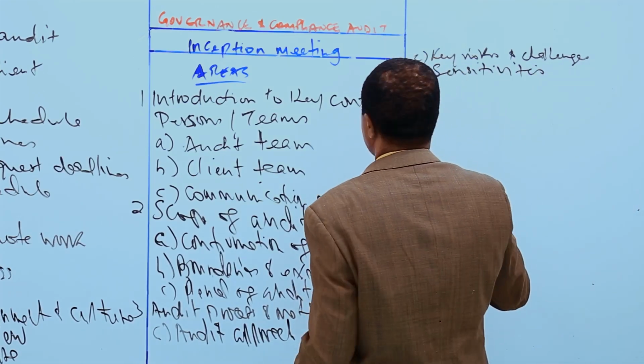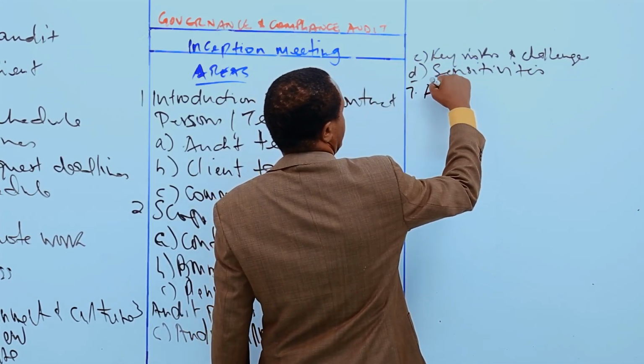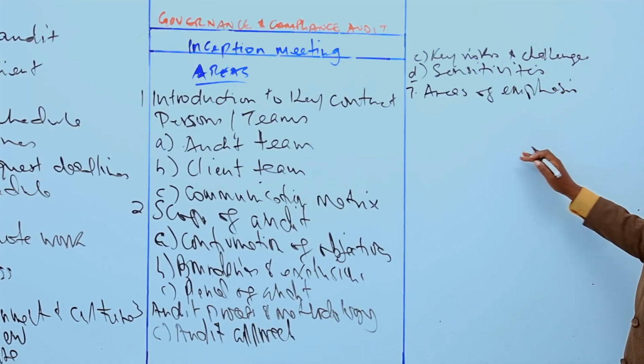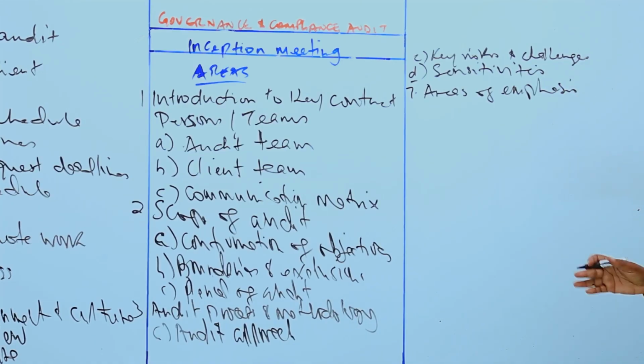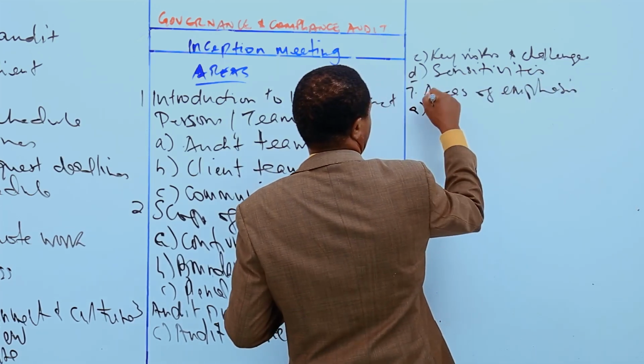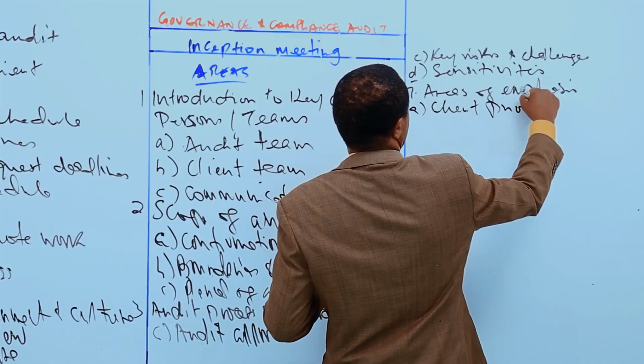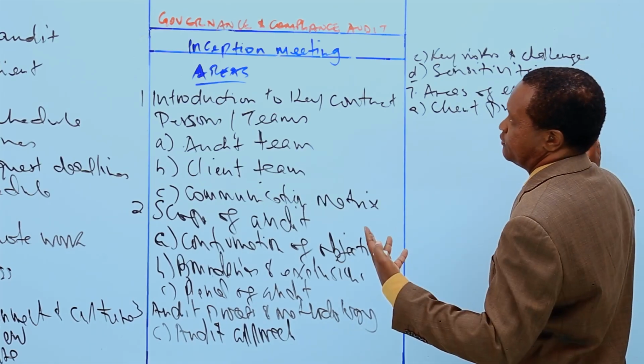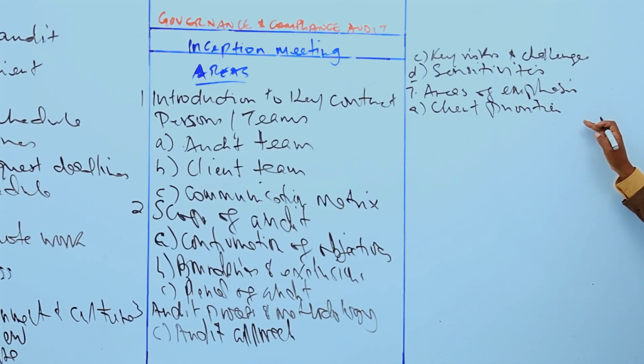7 is areas of emphasis. The two parties should discuss areas of emphasis, like client priorities. The client may have priorities which the auditor may not be aware of. That's why they need to have an inception meeting where the auditor understands or is told the client priorities. In this meeting, the auditor should allow the client to highlight any specific governance or compliance areas they want the auditor to pay particular attention to, even if they are already within the scope.